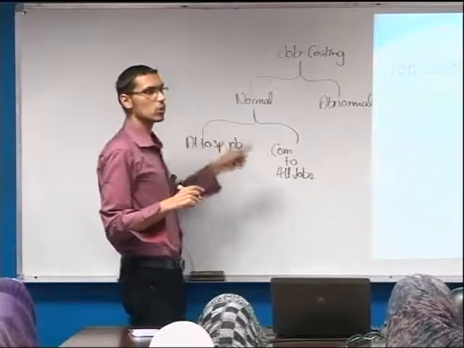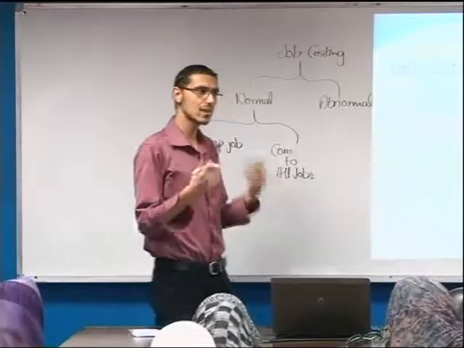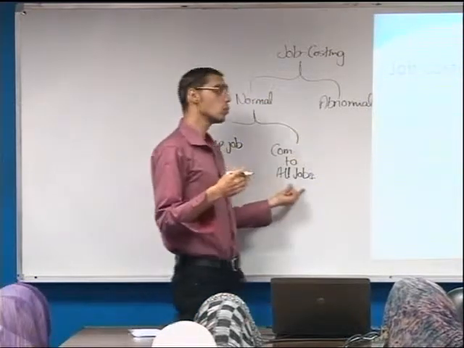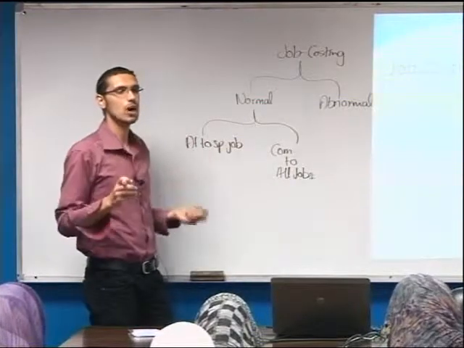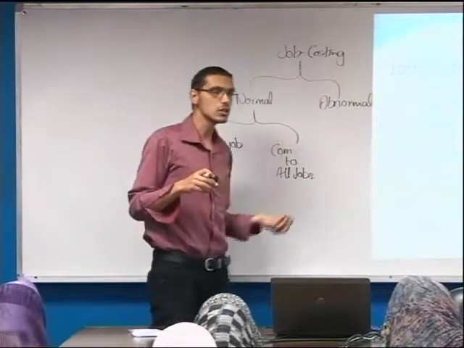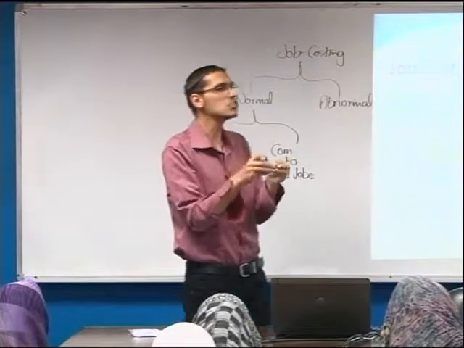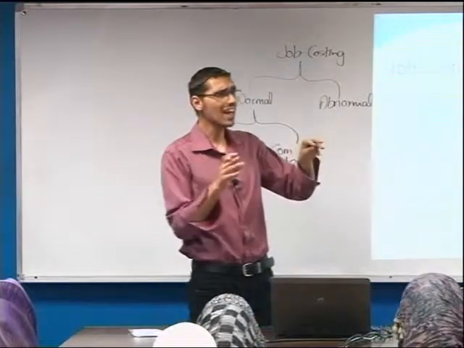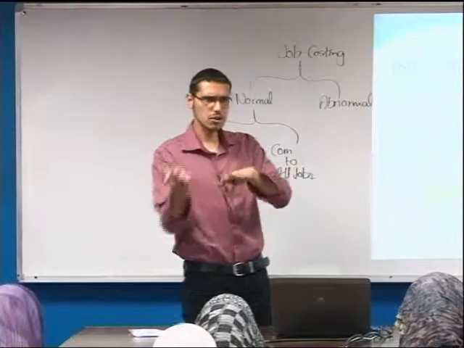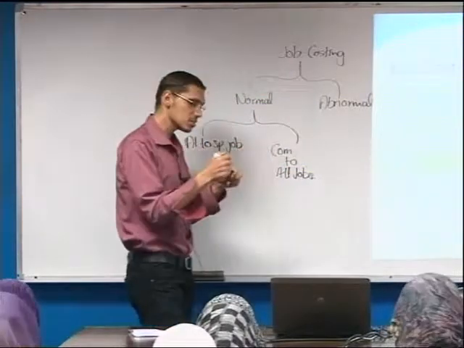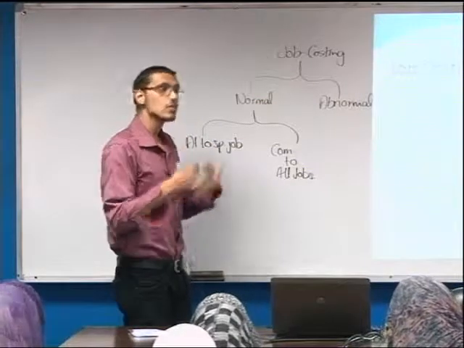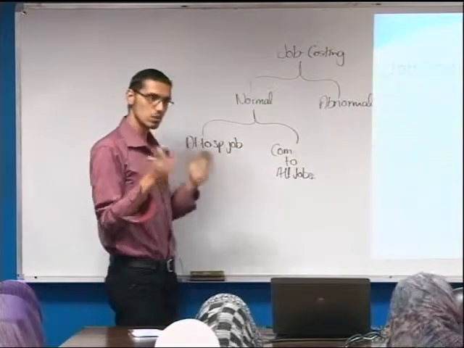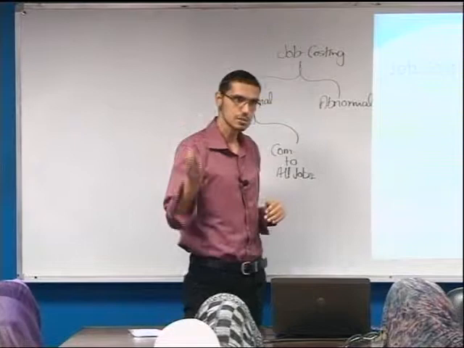Therefore, the normal spoilage, according to job costing, needs to be categorized either as attributable to a specific job or common to all jobs. What do we mean by attributable to a specific job? It means that this normal spoilage is because of some of the specifications within this job. Since each job has different specifications, if the normal spoilage is because of these specifications, it is attributable to that specific job.